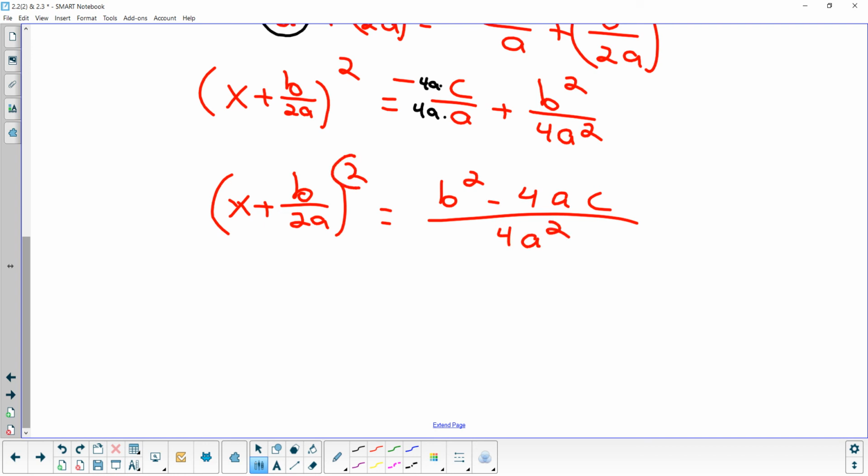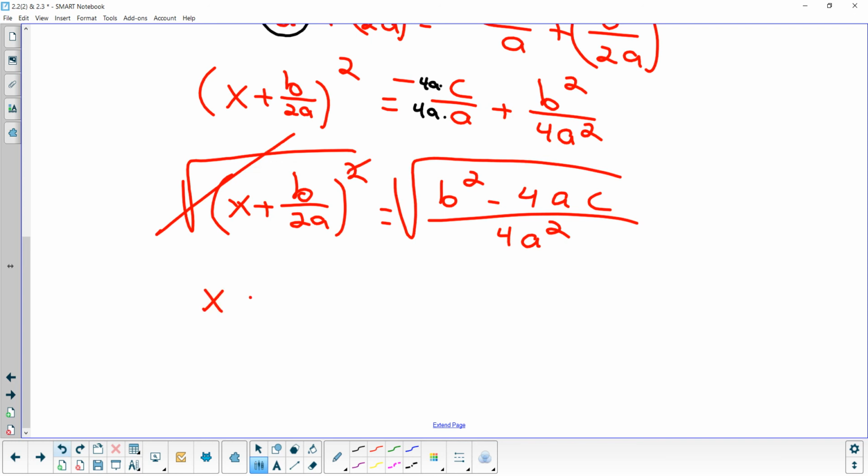Now, how would you get rid of this exponent of 2? How do you cancel out a square? Alejandro? Square root. Take the square root. Watch what happens. Now you have x. Almost have x by itself. There's one more thing we need to do to get rid of that, but we're almost there.